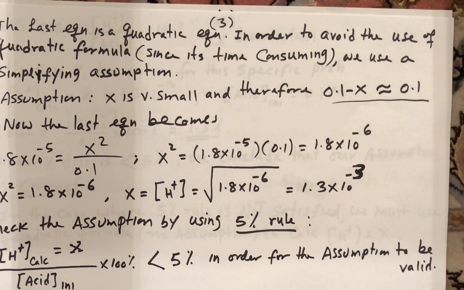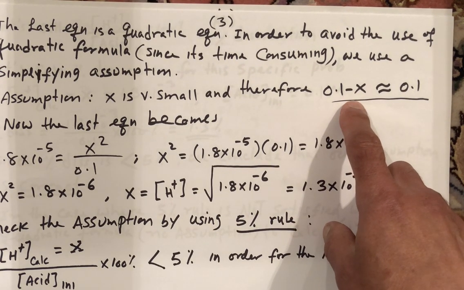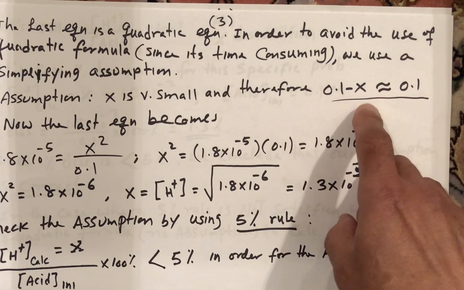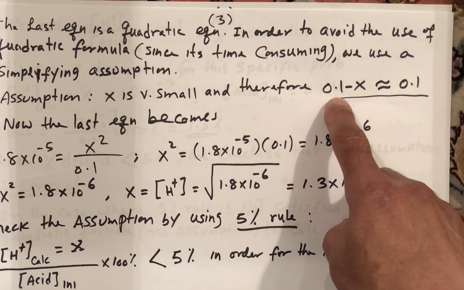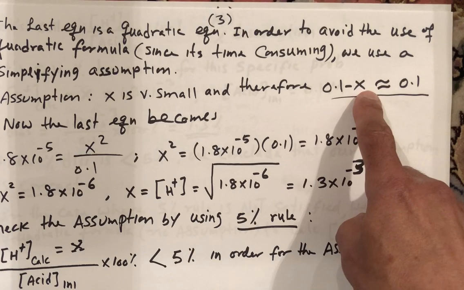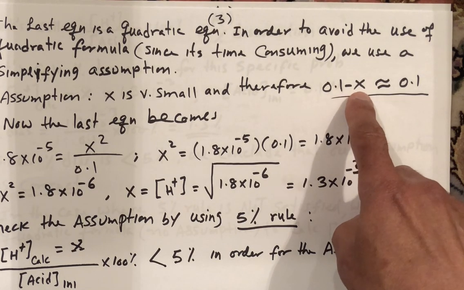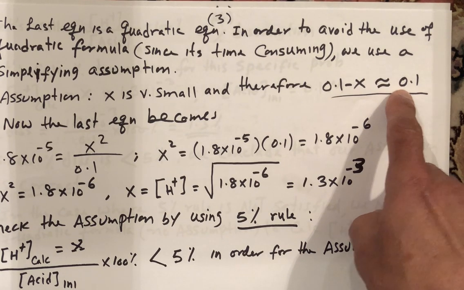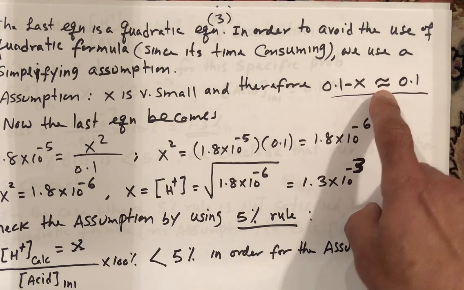What is that assumption? The assumption is that X is small, and therefore we can say in the denominator of that equation 0.1 minus X becomes almost equal to 0.1 because X is smaller than 0.1. So since X is small, that's our assumption, then 0.1 minus X becomes almost equal to 0.1. That's why I have that almost equal sign there.